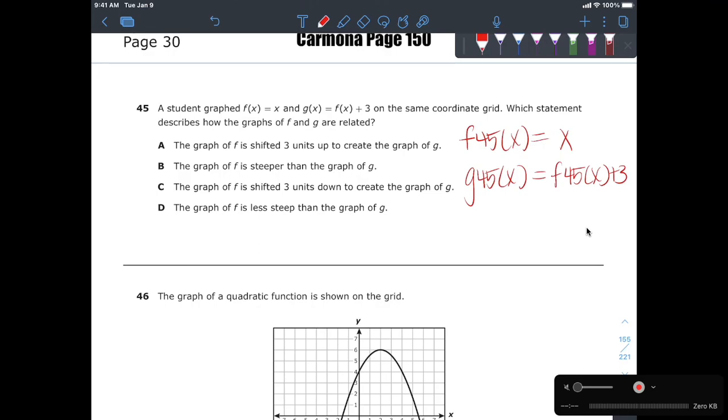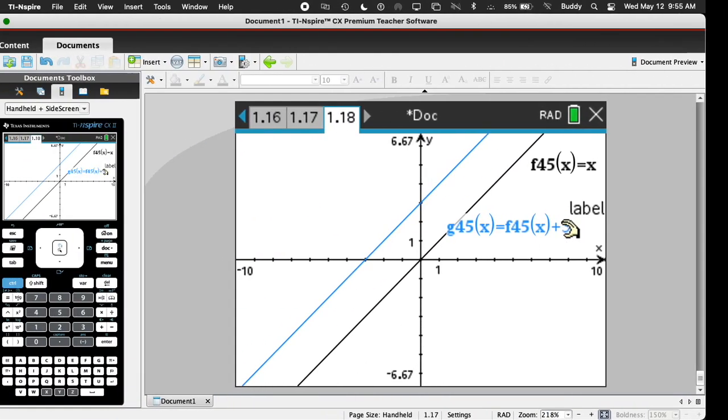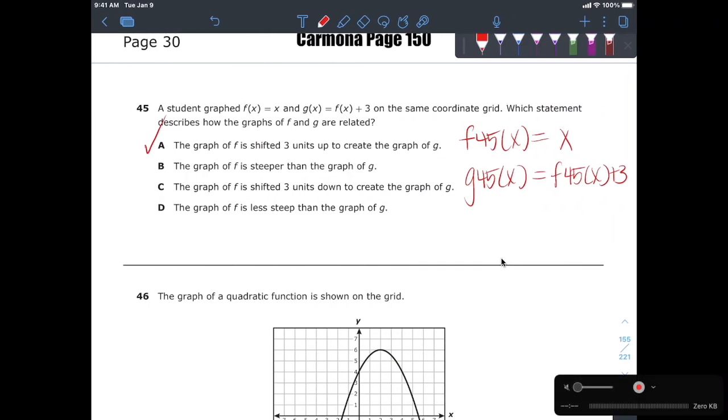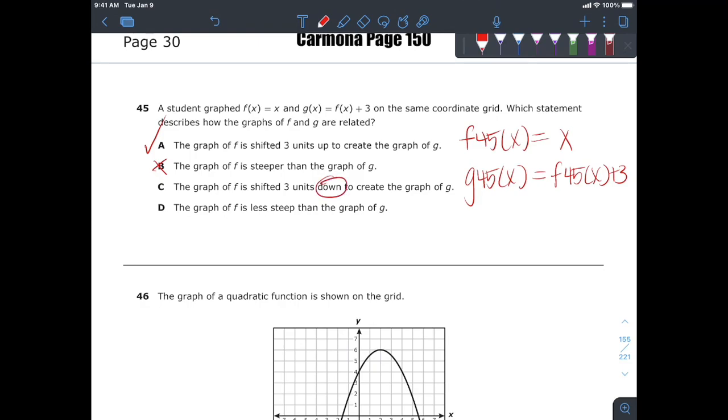So let's look at these. The graph of f is shifted 3 units up to create the graph of g. Yeah, that sounds about right. The graph of f is steeper. No, they have the same steepness. If I was a person walking up here, it would be just as hard to go up the blue one as it would be the black one. Shifted down? Of course not. And they're talking about that steepness again, so my answer has got to be A.